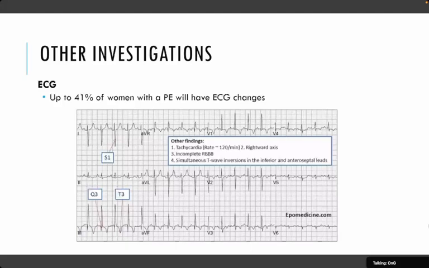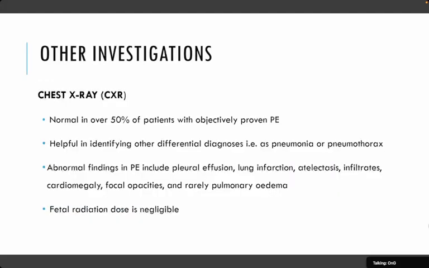And then another investigation to do is a chest X-ray, which is unfortunately normal in over 50% of patients with an objectively proven pulmonary embolus, but it is helpful in identifying other differential diagnoses such as pneumonia or pneumothorax. And in a PE, some abnormal findings that can be seen on chest X-ray include a pleural effusion, lung infarct, atelectasis, and so forth. And the fetal radiation dose associated with a single chest X-ray is negligible.